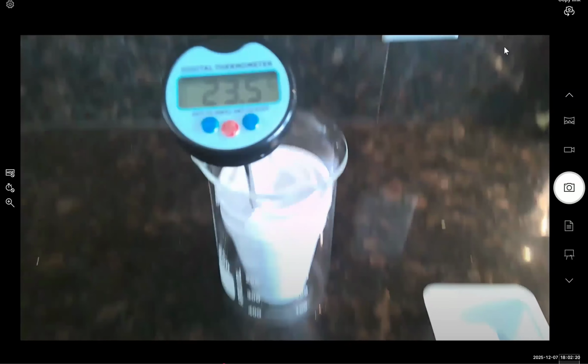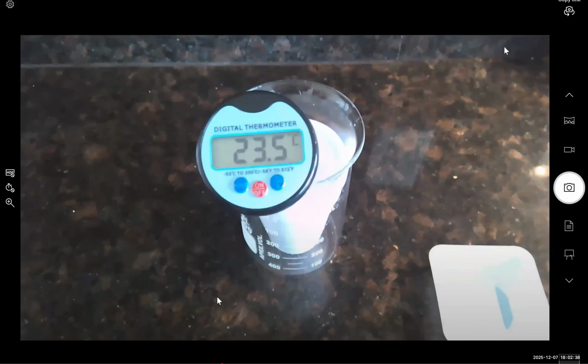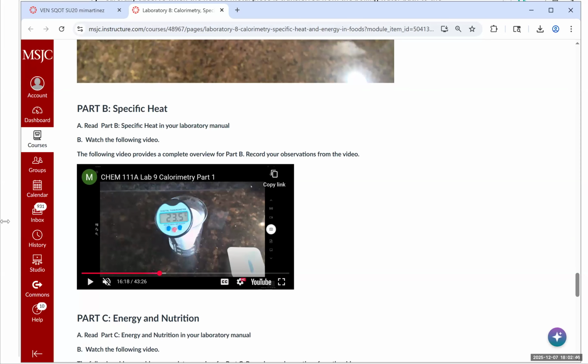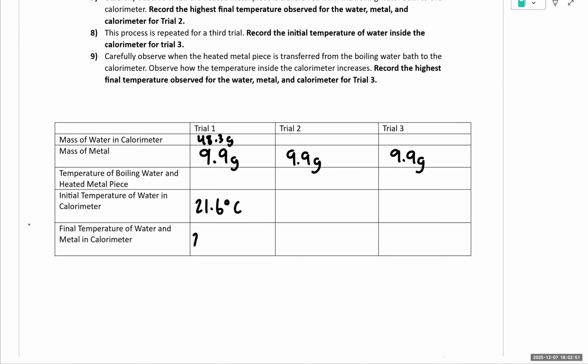Just sort of waiting. And as you can see, the temperature has now increased slightly to about 23.5 degrees Celsius. Okay, so this is when the temperature has finally stabilized. So let me go back to that. So here is the highest temperature we were able to record across 10 to 15 minutes of mixing. So 23.5 degrees Celsius. So this is the final temperature that we observed for the water and metal in the calorimeter.